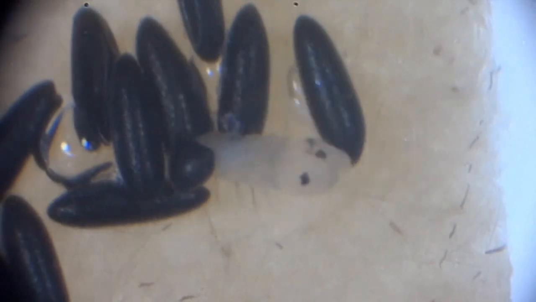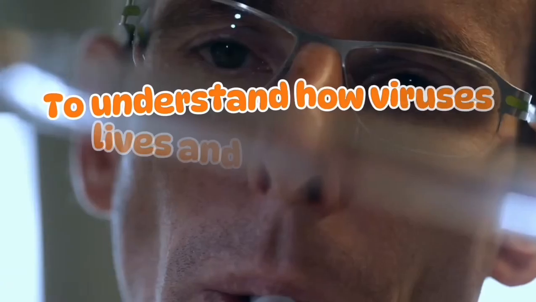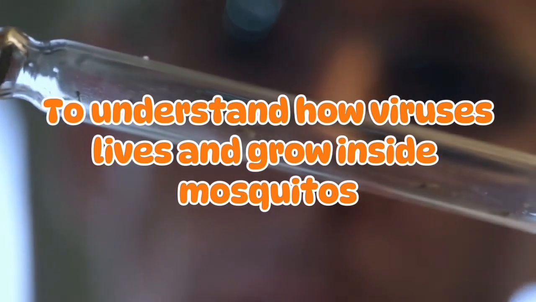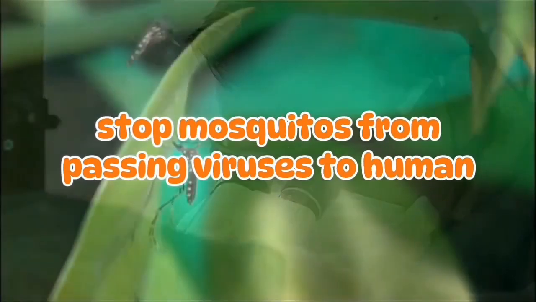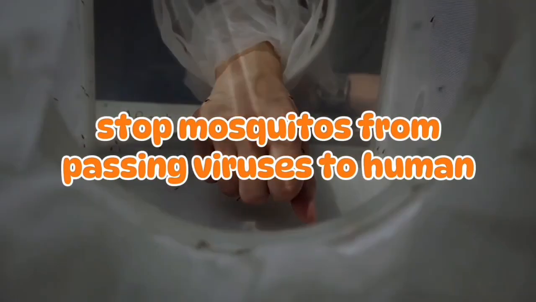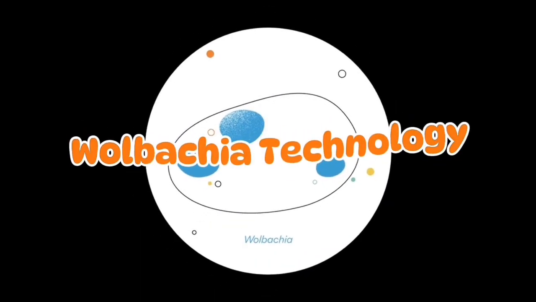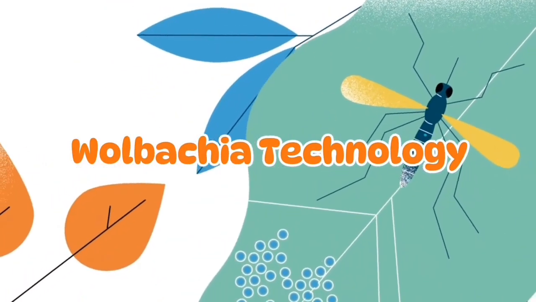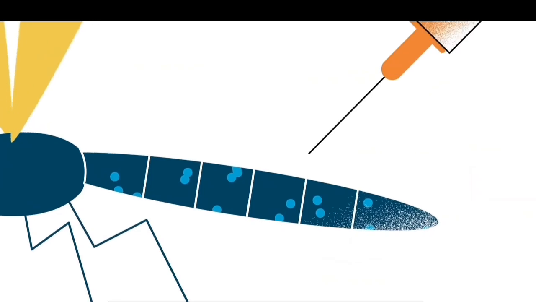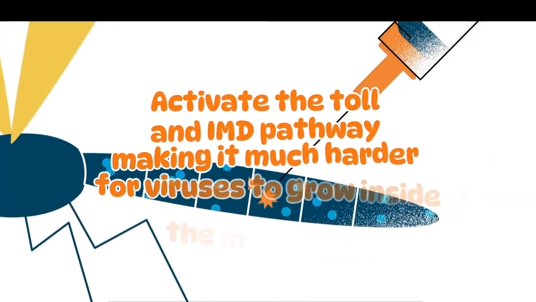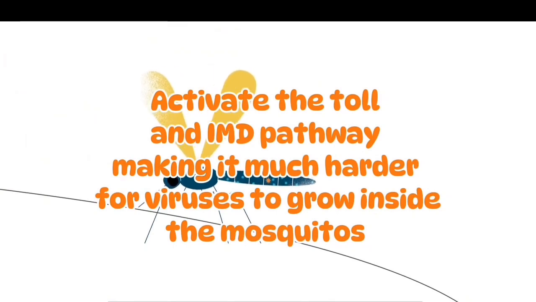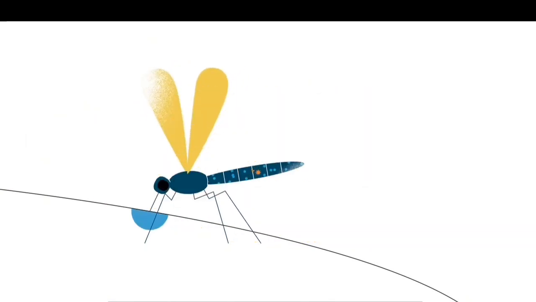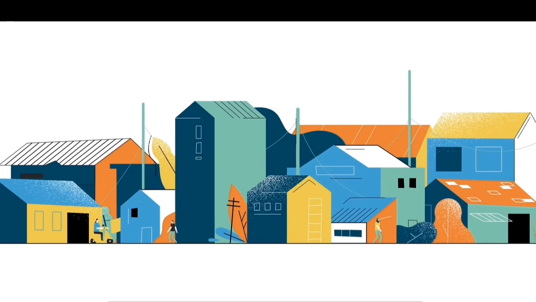In pharmaceutical use, scientists study these genes to understand how viruses live and grow inside mosquitoes. If we can find ways to boost these immune responses, we might be able to stop mosquitoes from passing viruses to humans. These genes are also very important in Wolbachia technology. Wolbachia is a type of helpful bacteria that scientists put into mosquitoes. It activates the Toll and IMD pathways, making it much harder for viruses to grow inside the mosquito. This means fewer viruses get passed on to people.